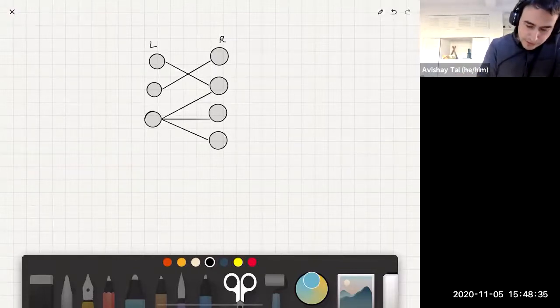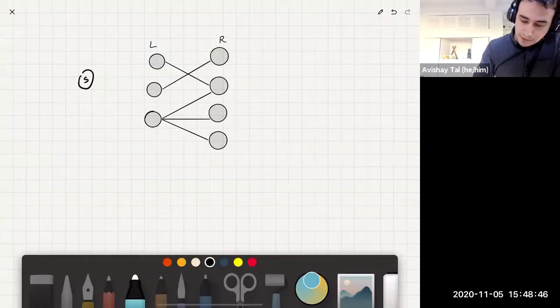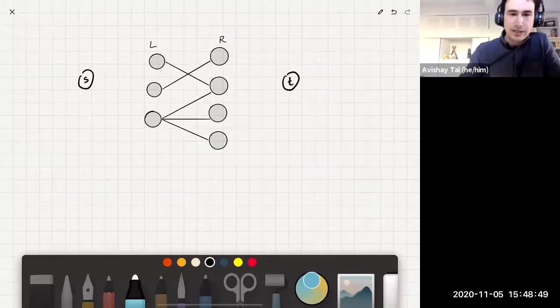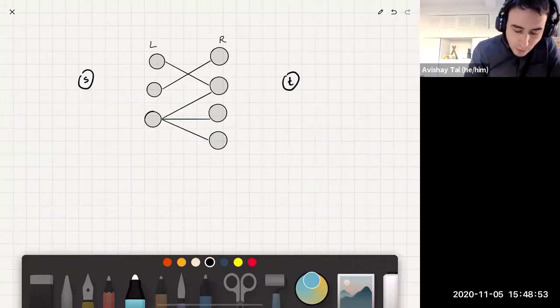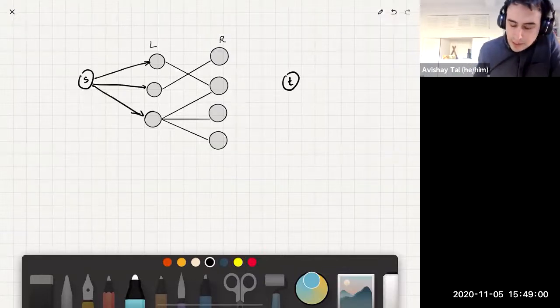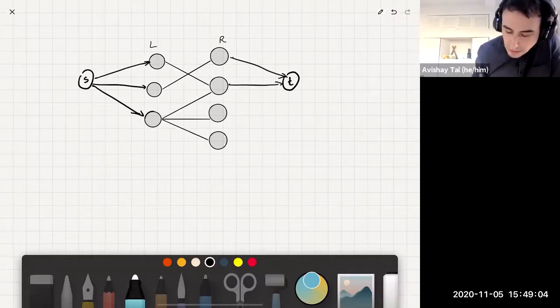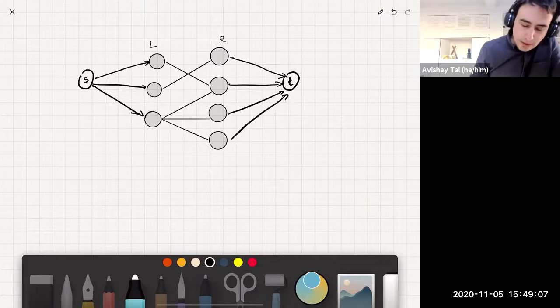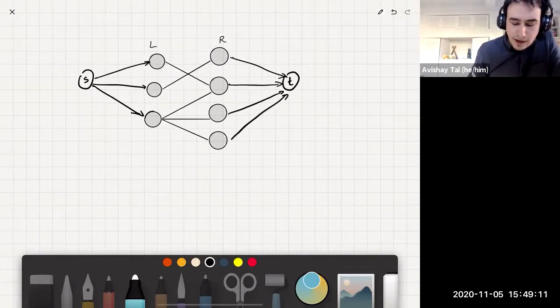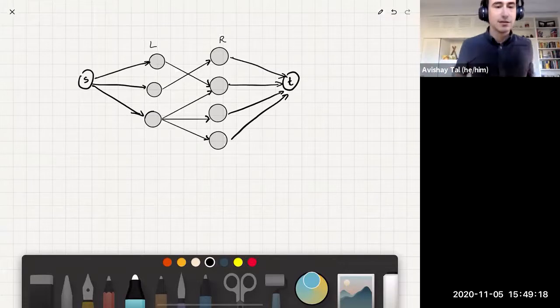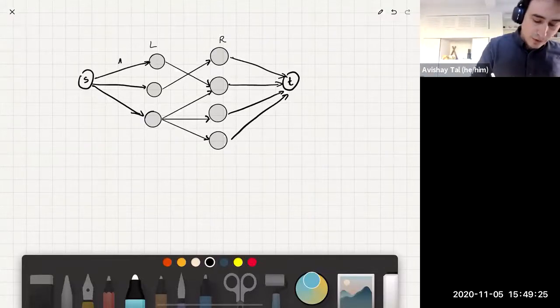So the way that we're going to convert this instance into an instance for max flow is that we're going to introduce some kind of artificial source S and some artificial sink, or target, T. We're going to connect the source to all the vertices in L. We're going to connect all the vertices in R to T. And we also need to orient the edges between L and R. So we're just going to make them move from left to right. Okay, so now we have a directed graph with a source S and a sink T. We also need to say what the capacities are. So we have all the capacities equal 1.